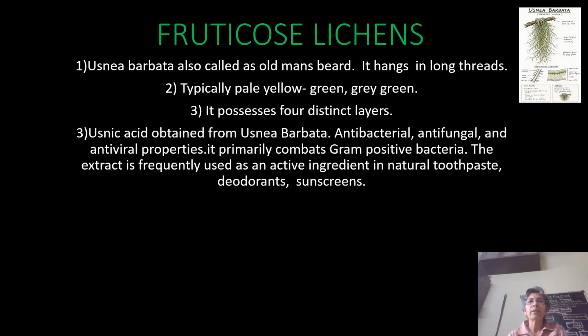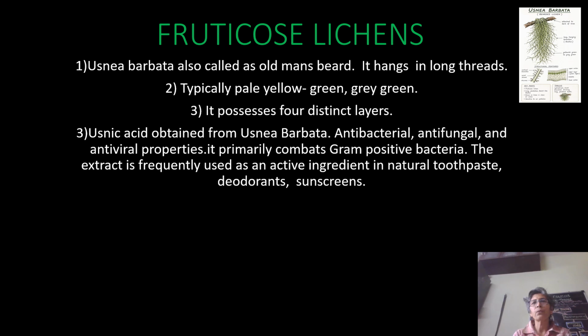Next slide is fruticose lichens. Students, this specimen is Usnea barbata. Usnea barbata is an example of fruticose lichen. It is also called old man's beard. दाढी सारखं structure इथे दिसतं. It hangs in long threads, typically pale yellow, green, greyish structures.